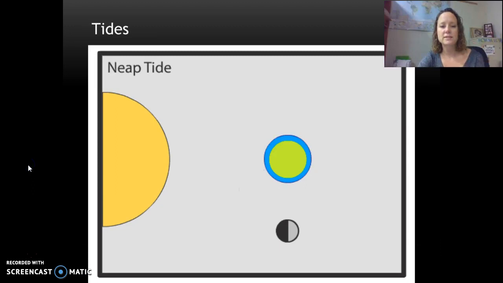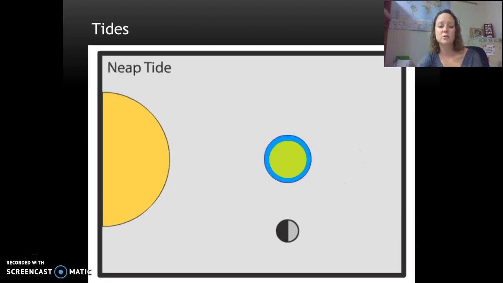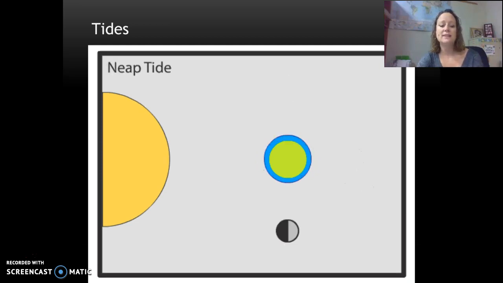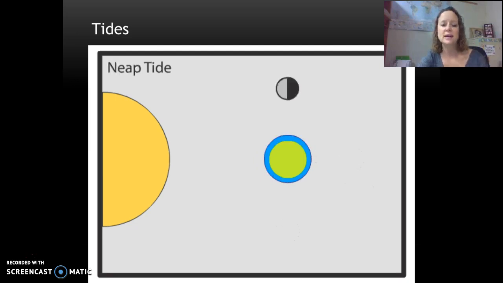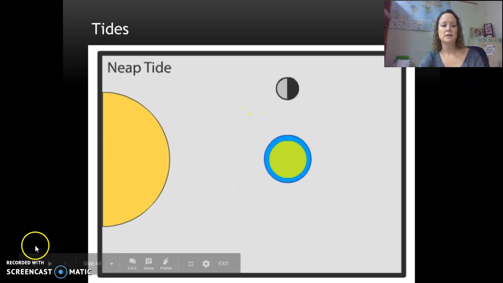Now, another effect, when the sun and moon are lined up, whether it's a full moon or new moon, you can see those tidal bulges are even higher than normal. That is called a spring tide. When the moon and the sun are at 90 degrees, so that would be first quarter and third quarter, there's not much difference between high and low tide. That is called a neap tide. And that is it.